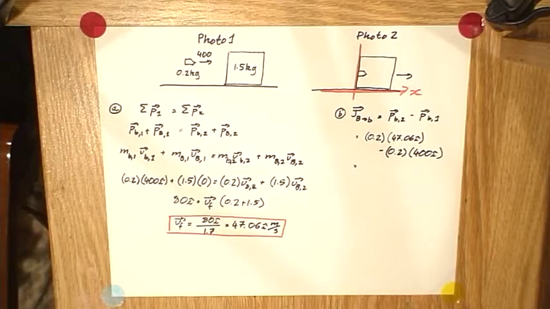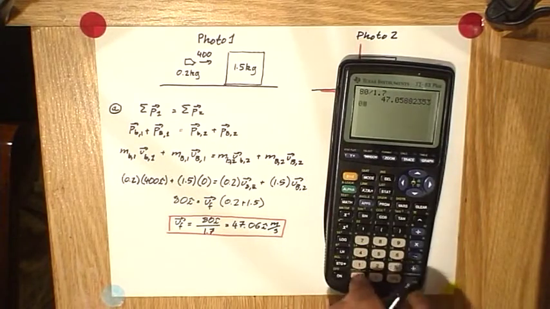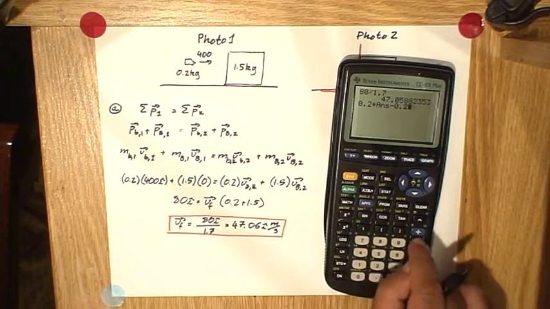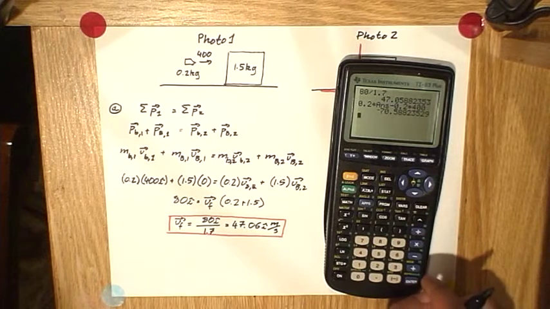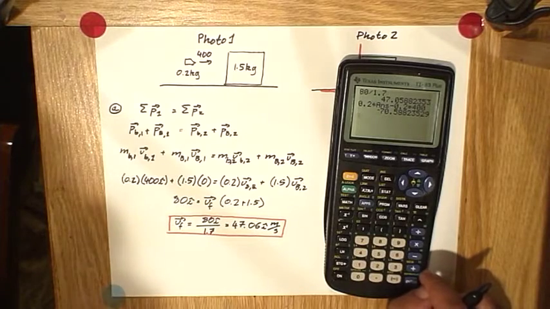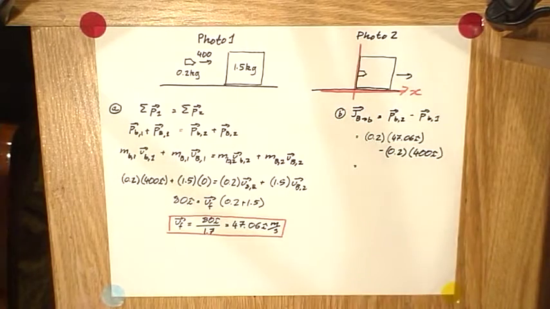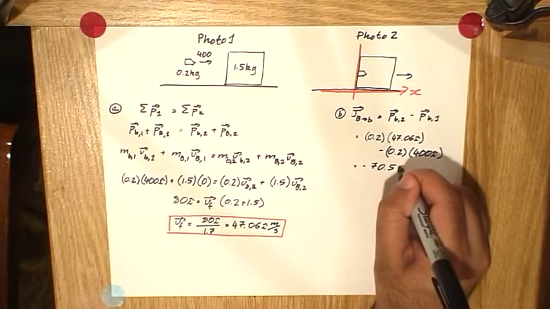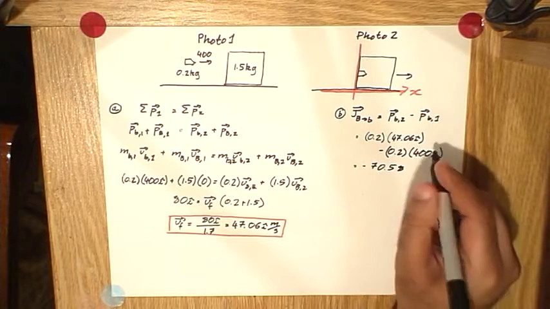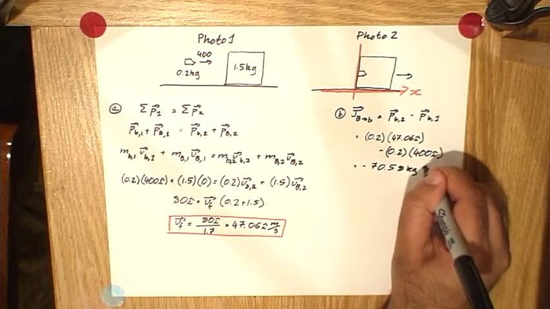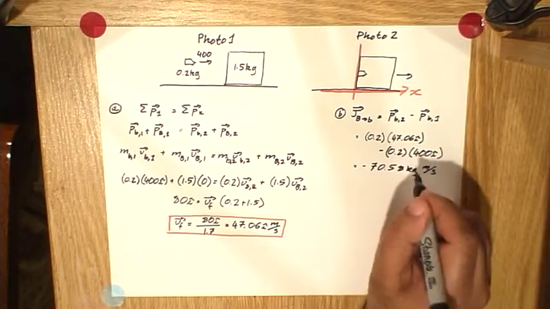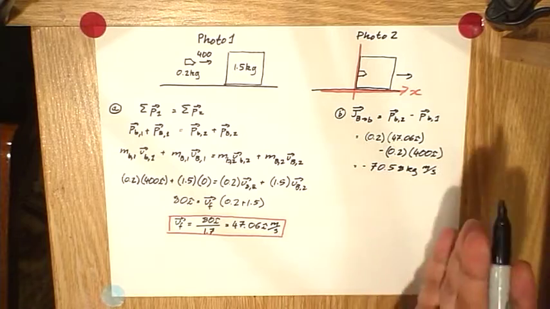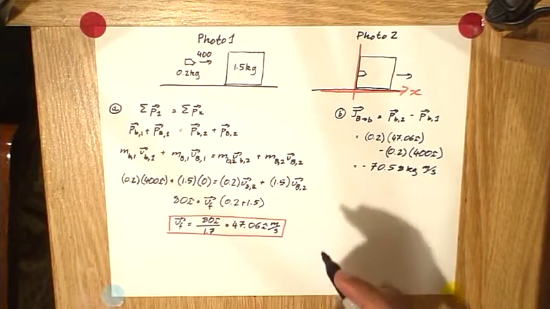And that works out to 0.2 times 47.06 minus 0.2 times 400, which is negative 70.58. And because this is an impulse, this would be measured in kilogram meters per second. So that is the impulse of the block on the bullet. It's a negative impulse. It's a leftward impulse. It slows down the bullet in the rightward direction.